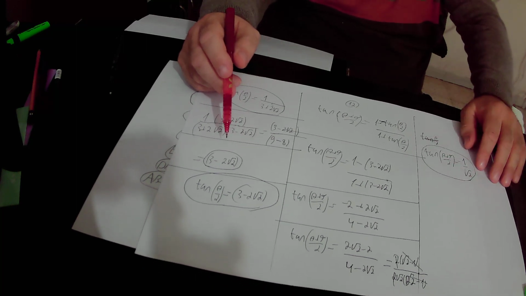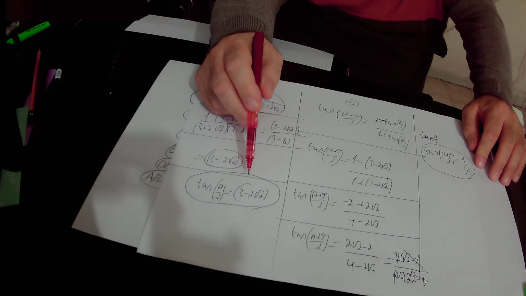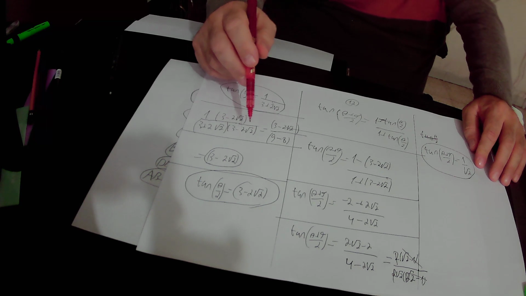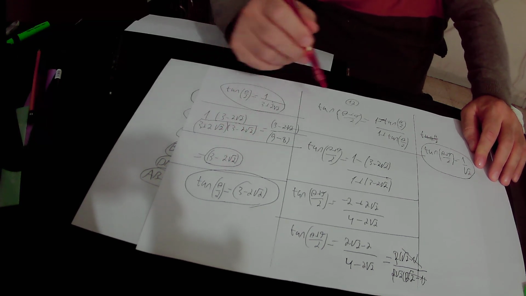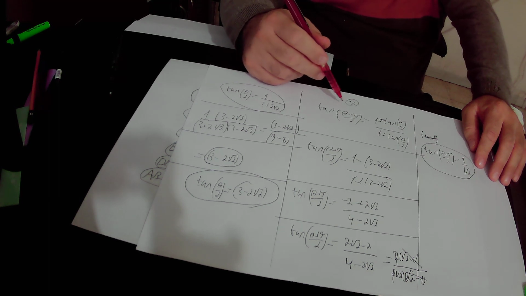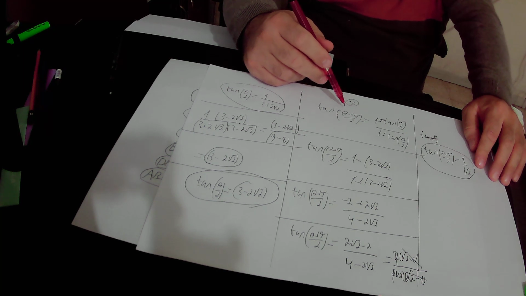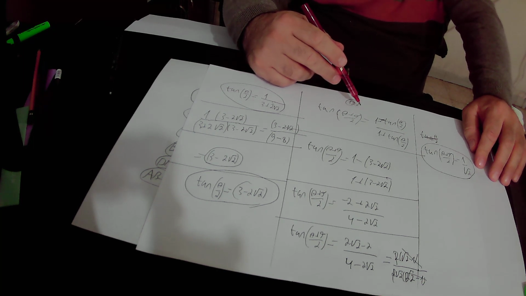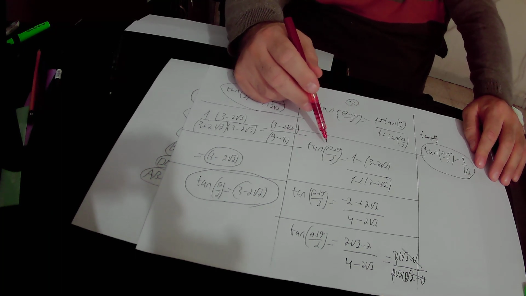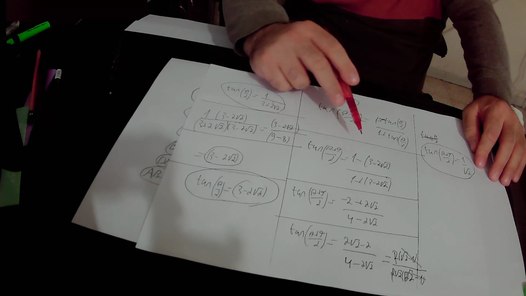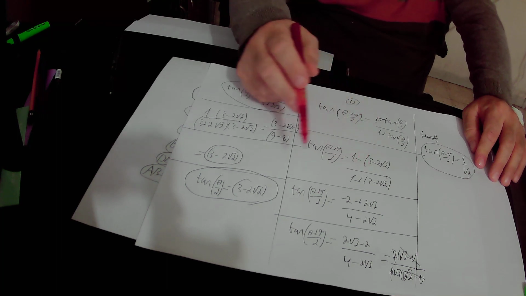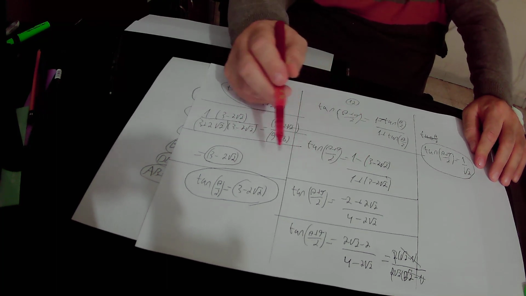So in conclusion, we found out that tangent theta over 2 equals 3 minus 2 times square root of 2. So now we can put the value that we found for tangent theta over 2 inside this equation. According to this equation, we found out that tangent (theta plus alpha) over 2 equals (1 minus tangent theta over 2) over (1 plus tangent theta over 2). So tangent (theta plus alpha) over 2 equals 1 minus (3 minus 2 times square root of 2) over 1 plus (3 minus 2 times square root of 2).